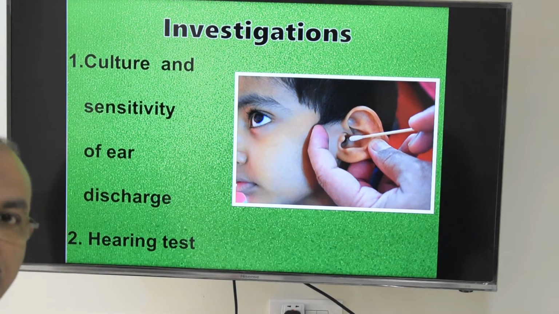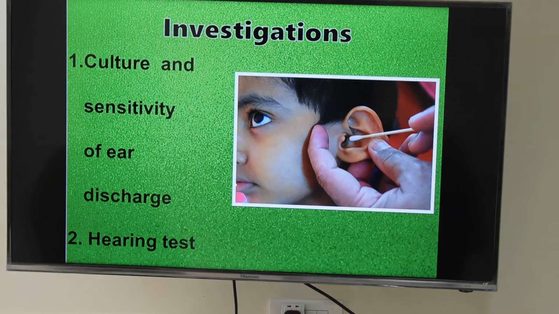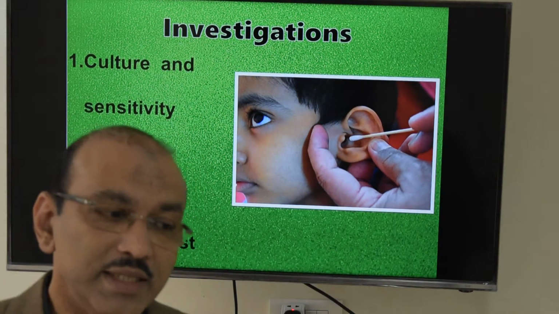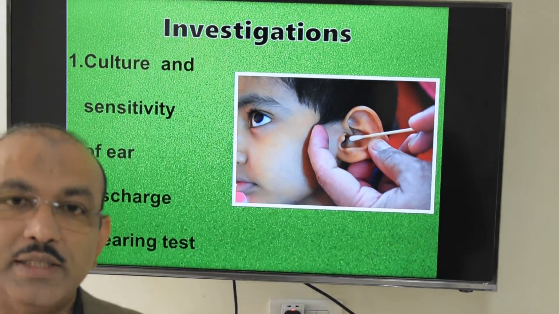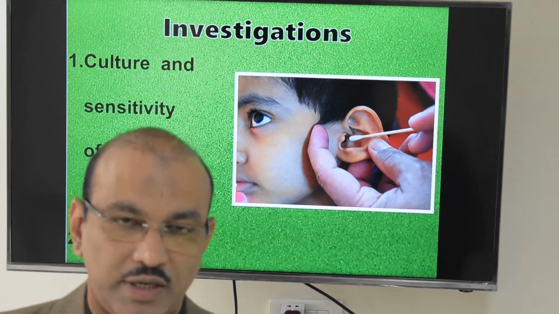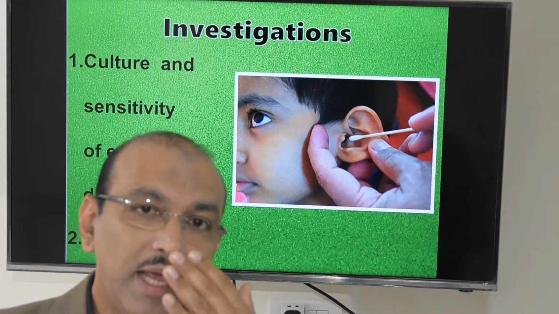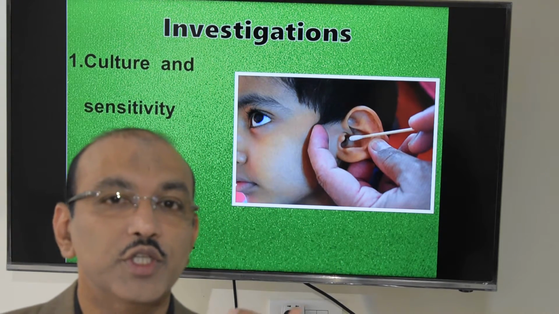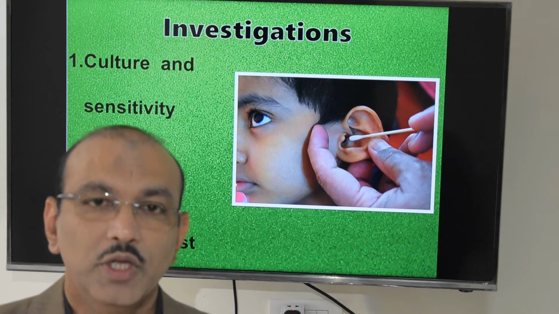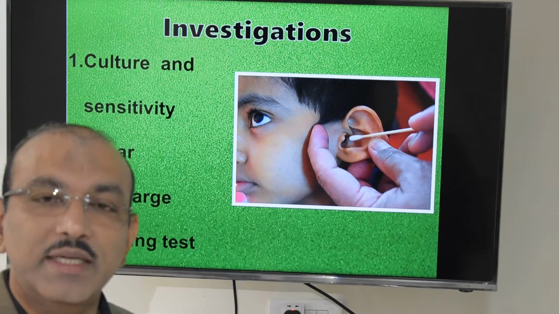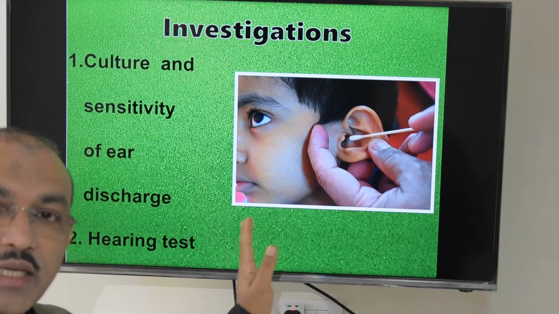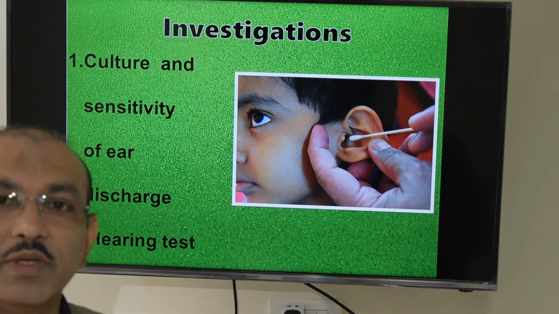The second test will be a hearing test. And the third test is, since it is recurrent, we should know whether there is any other causative factor for it, like any adenoid seen behind the nose, which is common in children. So we have to do an X-ray of the adenoids too. So these are the 3 common tests which have to be done.